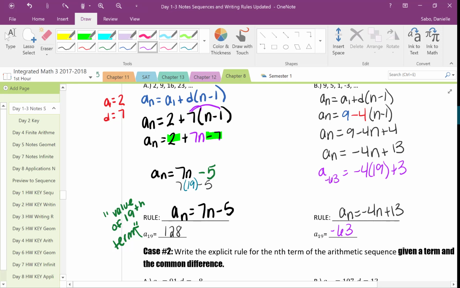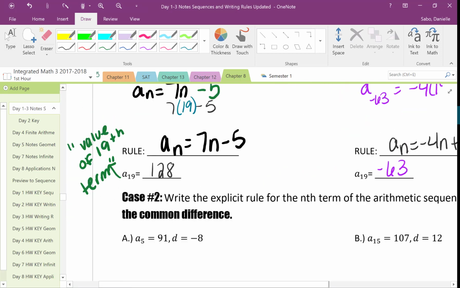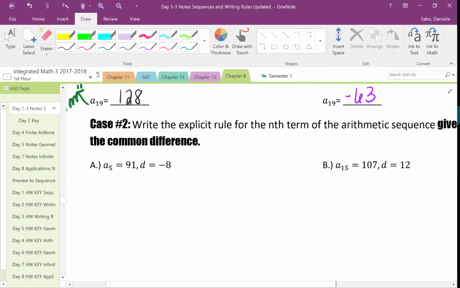All right, go ahead and check your answers if you finished. Questions? I did see on Monday it said, now that I think about it. All right, any question on that one? All right, geometric now. Or I lied, we're not doing geometric.